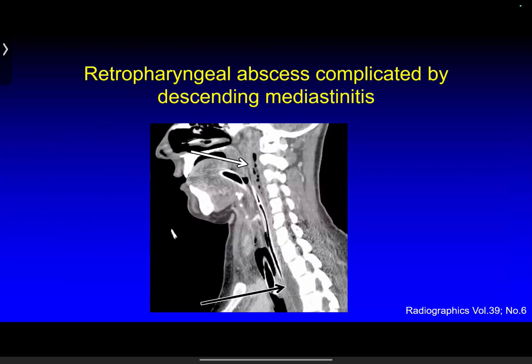This is a nice example from the literature of a retropharyngeal abscess, which was complicated by descending mediastinitis. You can see air and fluid within the retropharyngeal space, consistent with infection in the retropharyngeal space. But further down in the upper thoracic region, there is fluid. This is the danger space, and this is descending mediastinitis from the spread of infection.